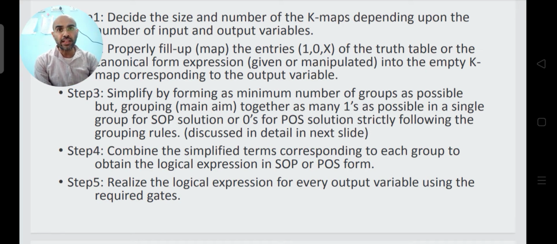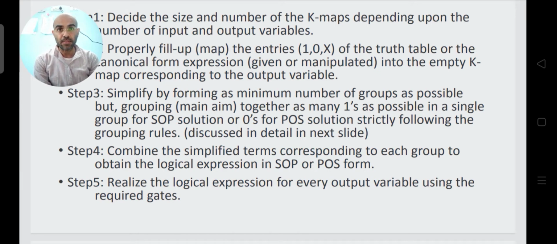The grouping is only allowed in adjacent cells. If the cells are not adjacent to each other, then you cannot group them. The definition of adjacency is that the two cells should have only one change in the variable. If two variables are changing simultaneously, then those two cells can't be called adjacent cells. Two cells, wherever they are, can be called adjacent cells only if there is one variable change.